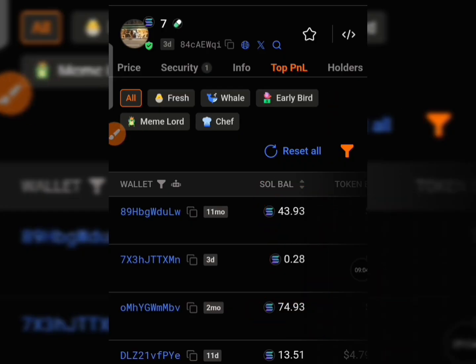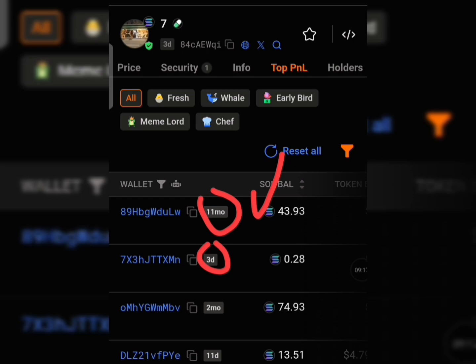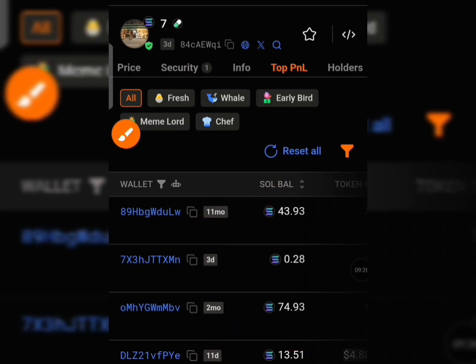The number 1 person here has a 43.93 SOL balance, and this is 11 months ago, 3 days ago, 2 months ago, 11 days ago. And as you can see here, the Solana balances are not the same. They are not the same. It means that this coin is not bundled.